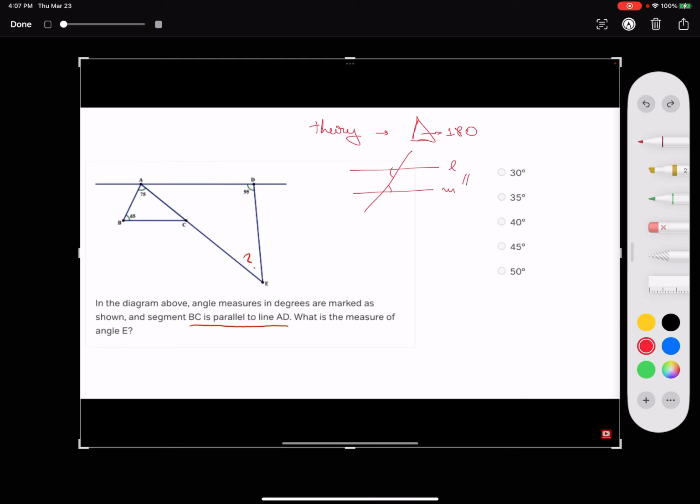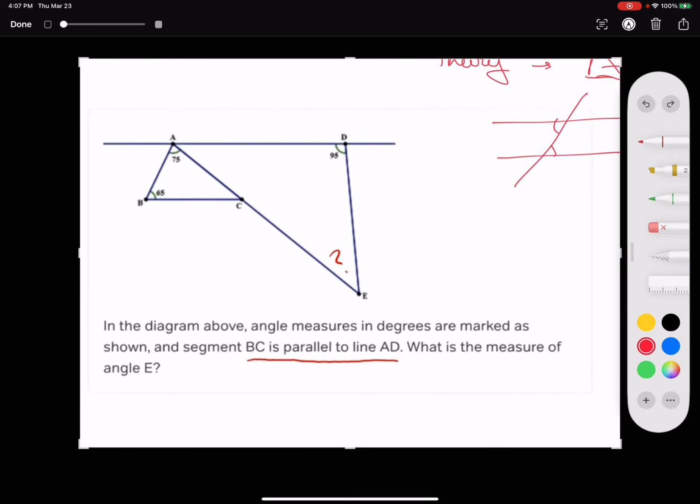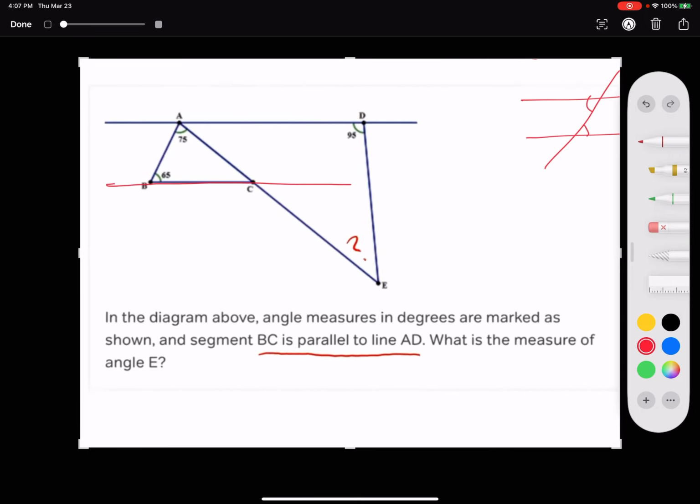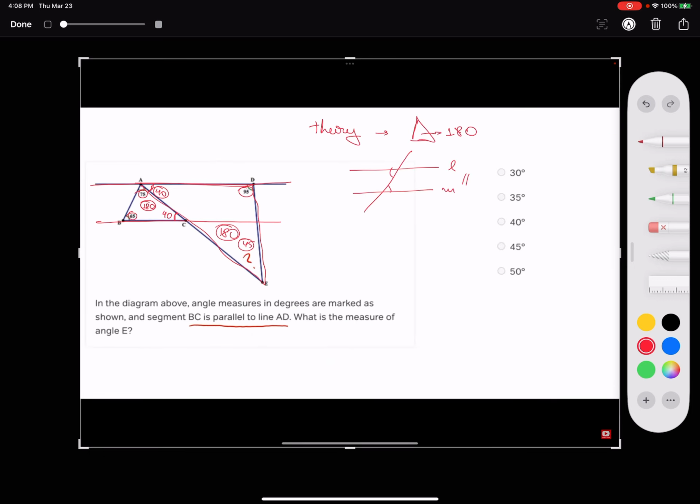And about the explanation, let's see. Let's magnify here. This line is parallel to this line, okay? So this angle is equal to this angle. The summation is 180. 180 minus 75 minus 65 is 40. So this is 40. This is 180, this triangle. Okay? 180 minus 95 minus 40 is 45. Done. So we should focus on learning the basic, very simple theory and apply it in real GMAT questions.